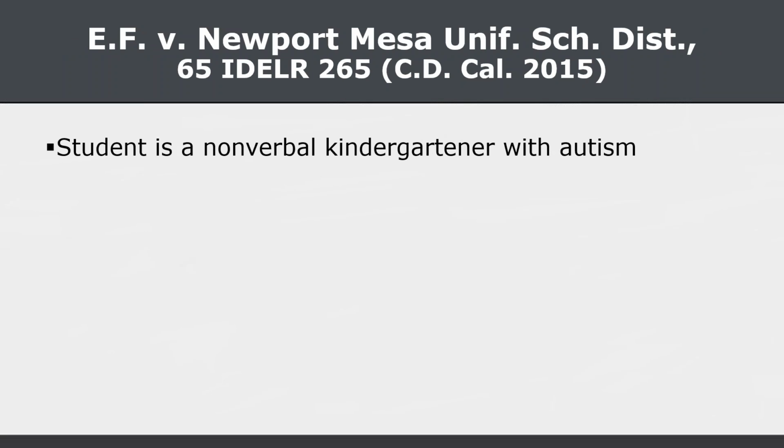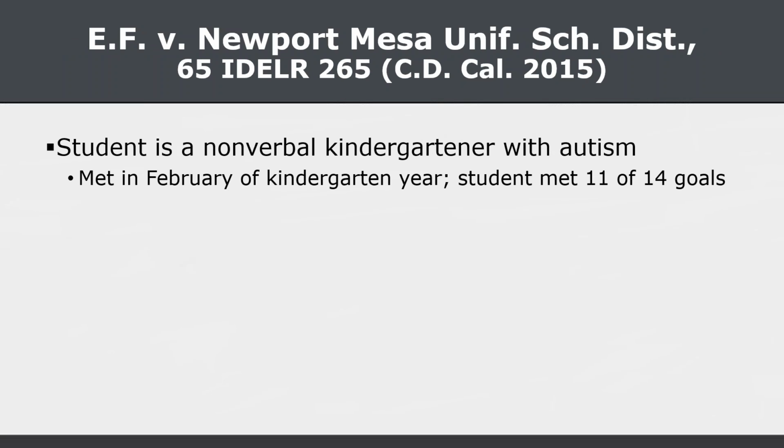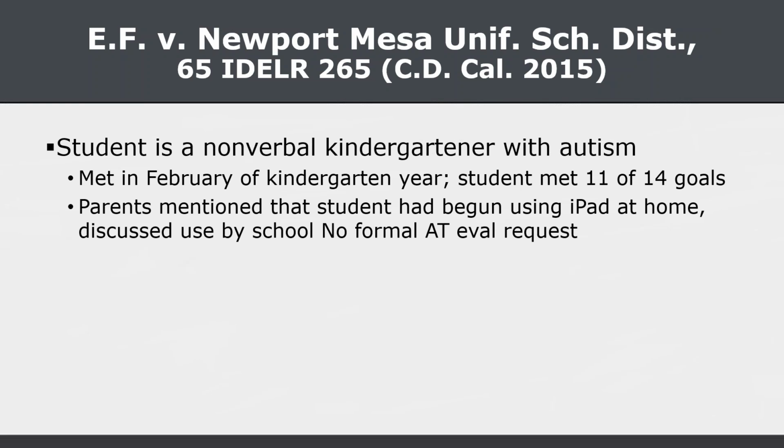So this is a nonverbal kindergartner with significant impairments on the autism spectrum. The school district met in February of his kindergarten year, and the student was actually making great progress. He met 11 of his 14 goals. At that meeting, the parent mentioned that the student had begun using an iPad at home for some basic communication and also for some self-regulation. They discussed it at school, but there was no formal assistive technology evaluation requested by the parents.